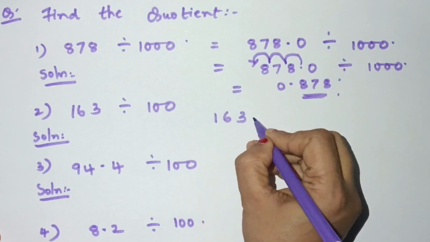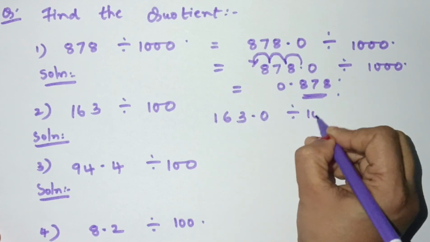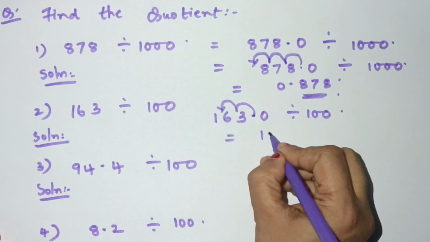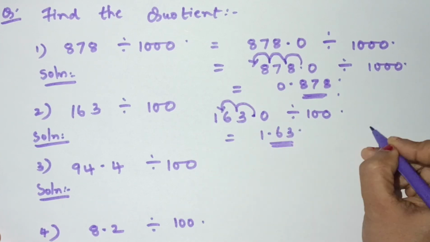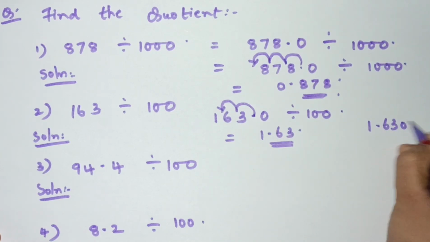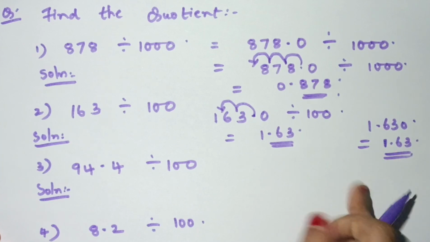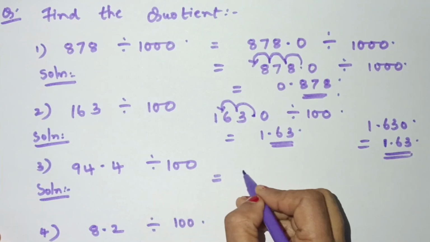163, it means 163.0 divided by 100. 1, 2. So your final answer is 1.63. You can even write 1.630, which is the same as 1.63.